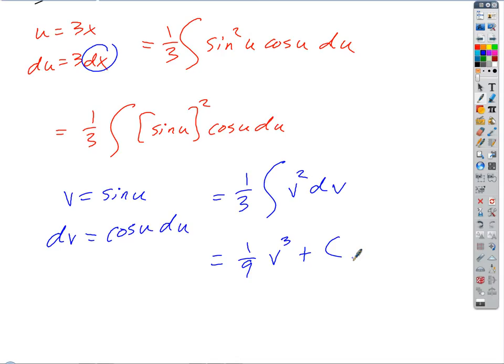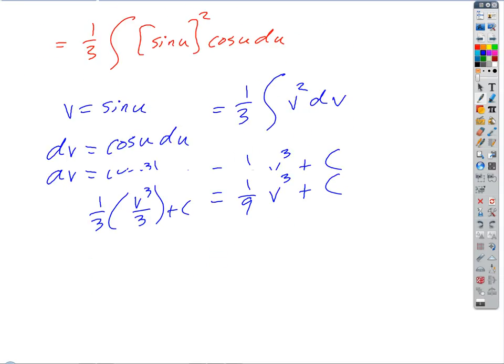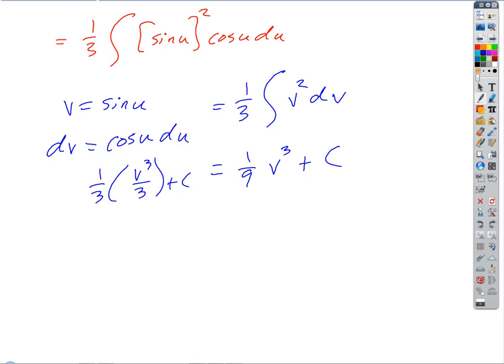Right? Now we have to account for two substitutions. So it would have been 1/3 times 1/3. Does that help? So you'd get 1/9. Okay, now we're done with the calculus. Now we just have to reverse the substitutions.